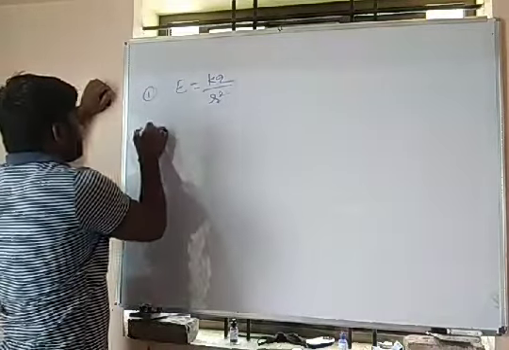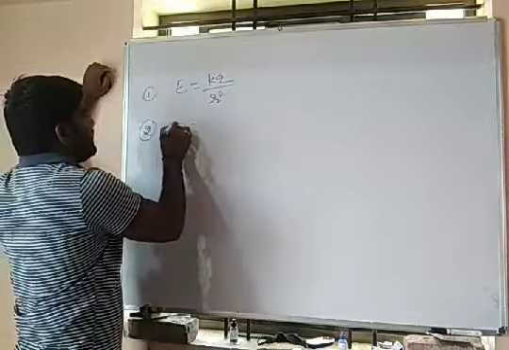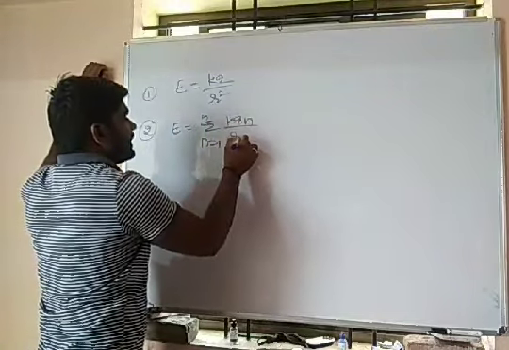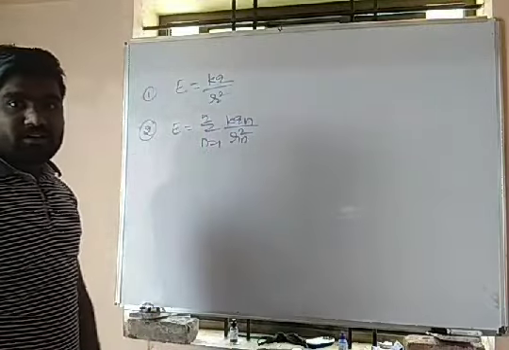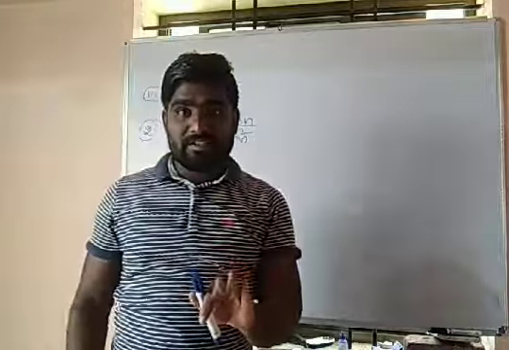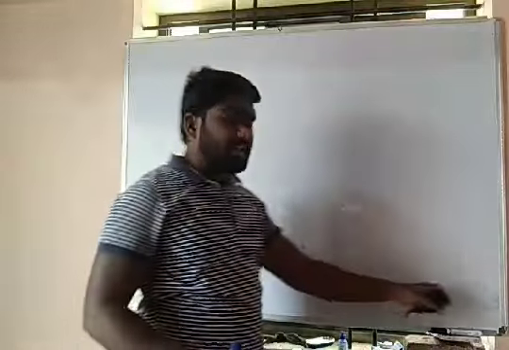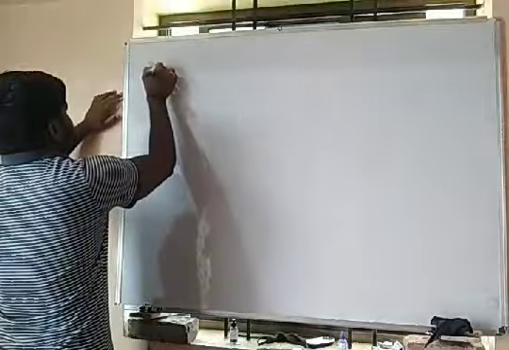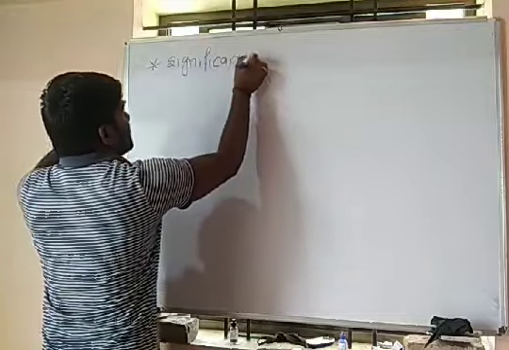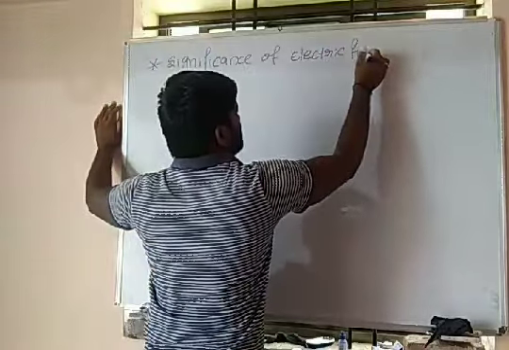Then the second formula, what is that? E is equal to summation of n equal to 1 to N of KQn divided by Rn square. Okay, so one more topic is there, significance of electric field. After that we will conclude. Next is significance of electric field. What are the significances of electric field?